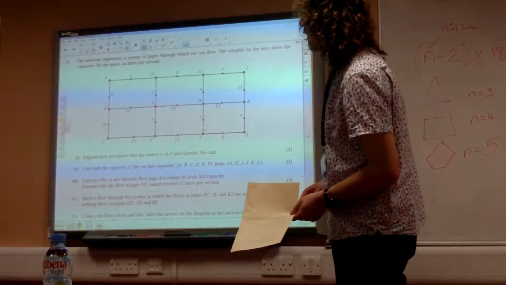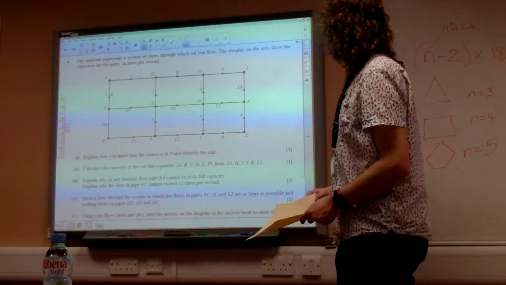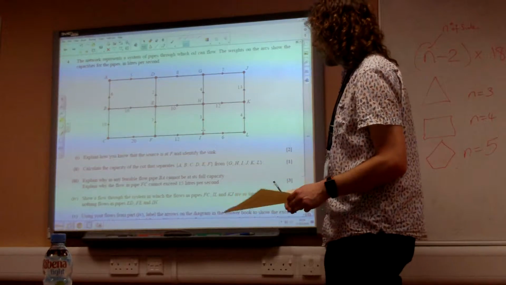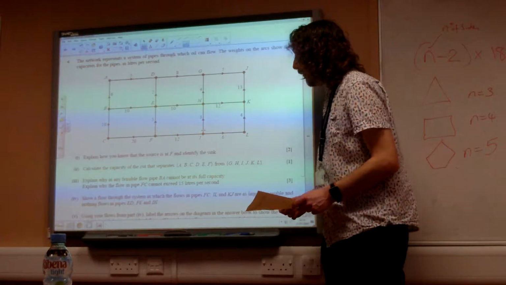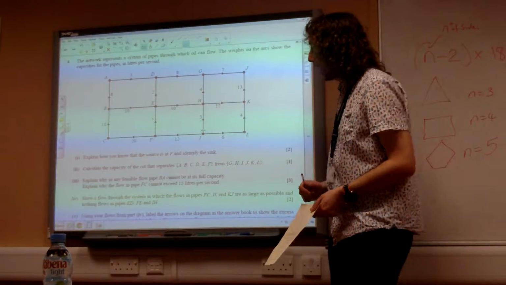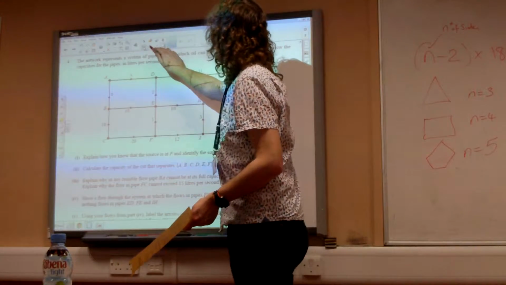Question 4. The network represents a system of pipes through which oil can flow. The weights on the arc show the capacity for the pipes in litres per second. Explain how you know that the source is an F and identify the sink. Well, it's telling us that the source is an F. What is it that stands out about vertex F?